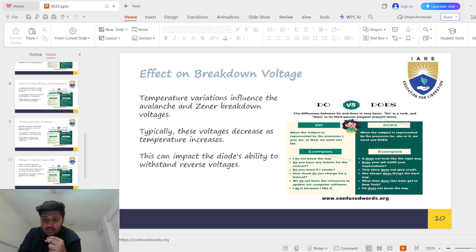Effect on breakdown voltage. When the temperature goes up, the breakdown voltage of both avalanche and Zener diodes becomes lower. This means the diode can break down at a smaller voltage than before. So higher temperatures make the diode less capable of handling large reverse voltages safely.